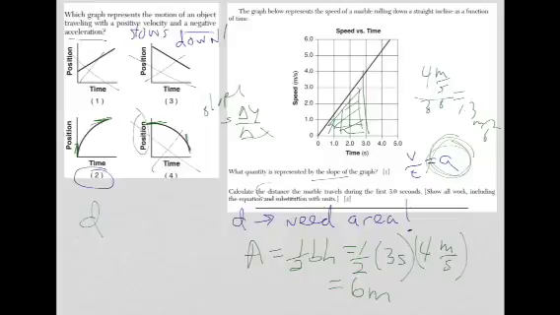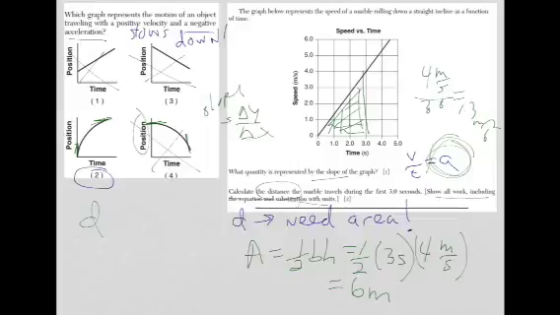For the distance, that's the area underneath the curve on a v versus t graph. Since the shape is a triangle, I'm just using 1/2 the base times the height. And since I'm showing all my work, you have to have the equation, the substitution with units, and the answer with units.